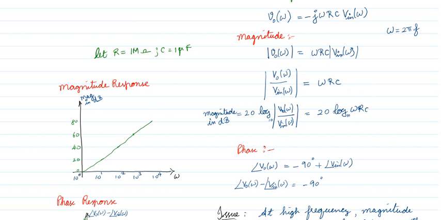So we can see this is how the magnitude response will look. When omega is increasing, the gain increases linearly. I can say it's linear because we are taking the magnitude in decibels and omega is increasing 10 times, right? But then what about the frequency? We'll look at the drawback next.